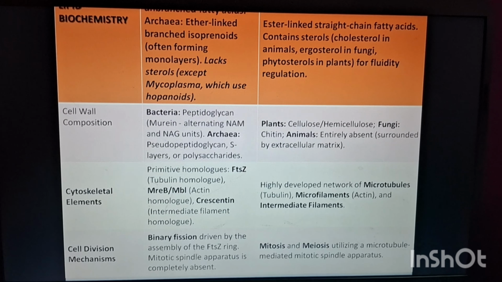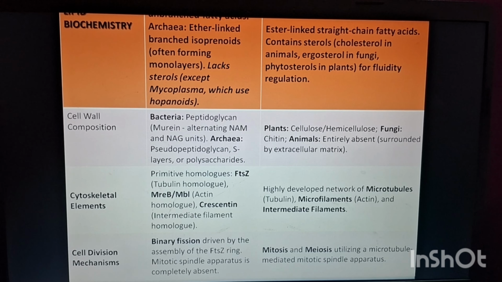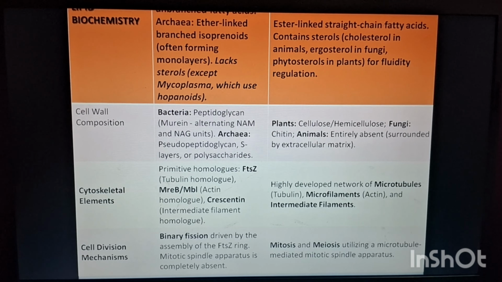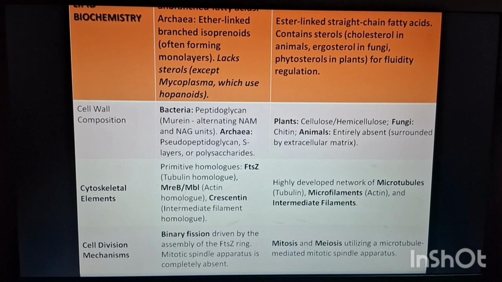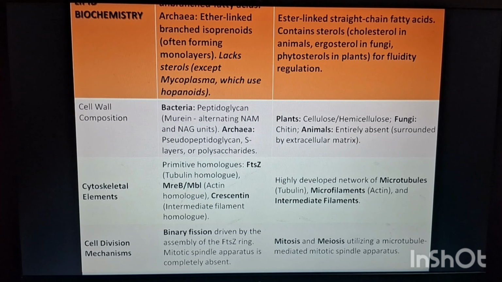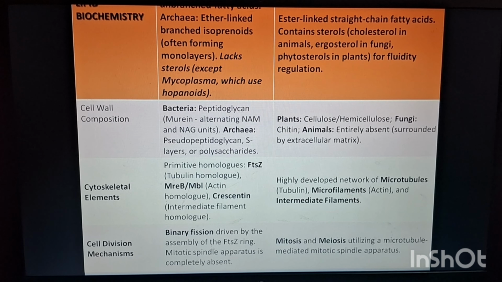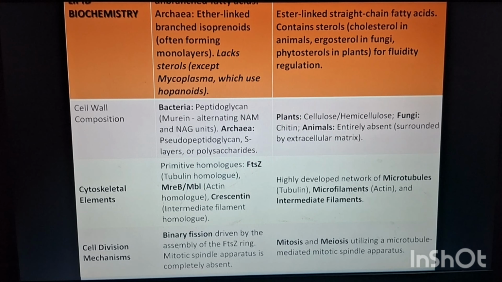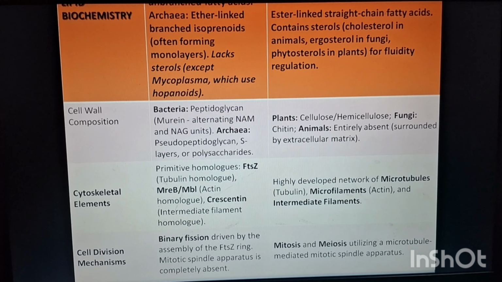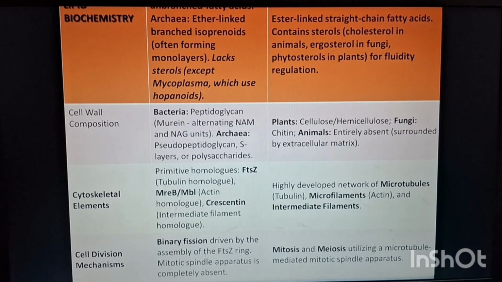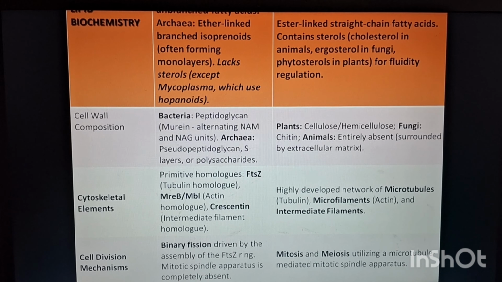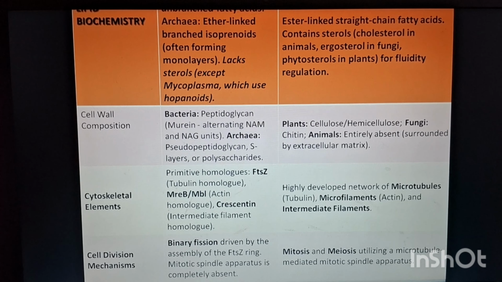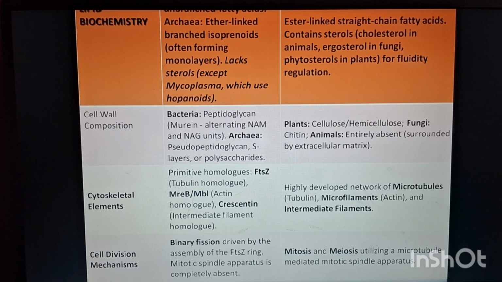Next feature, cellular biochemistry. In prokaryotic cells, the best example is in archaea: ether-linked branched isoprenoid lipids, often forming monolayers, and lacking sterols except Mycoplasma, which uses hopanoids. Next, in eukaryotic cells, ester-linked straight-chain fatty acids contain sterols, that is cholesterol in animals, ergosterol in fungi, phytosterol in plants, for fluidity regulation.